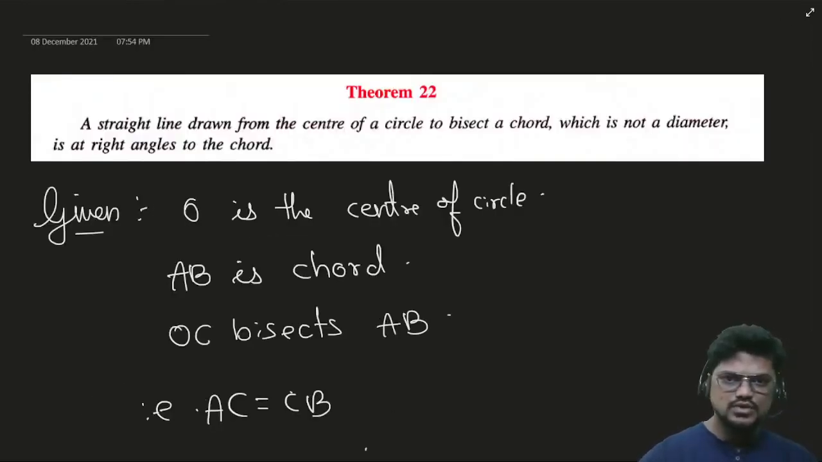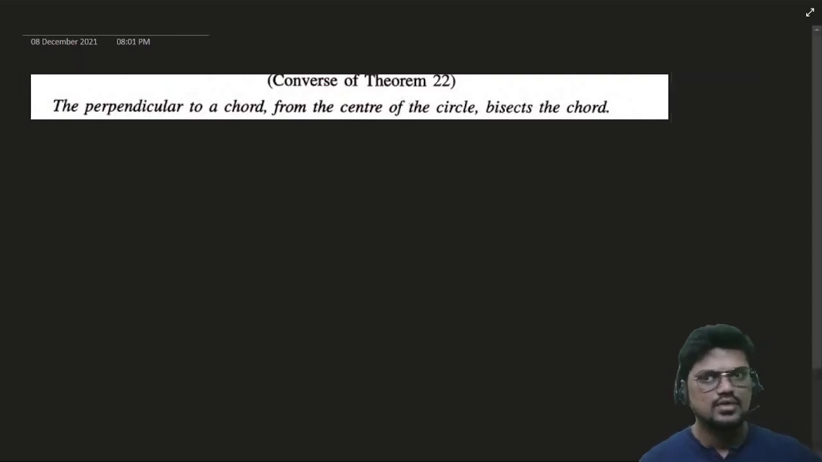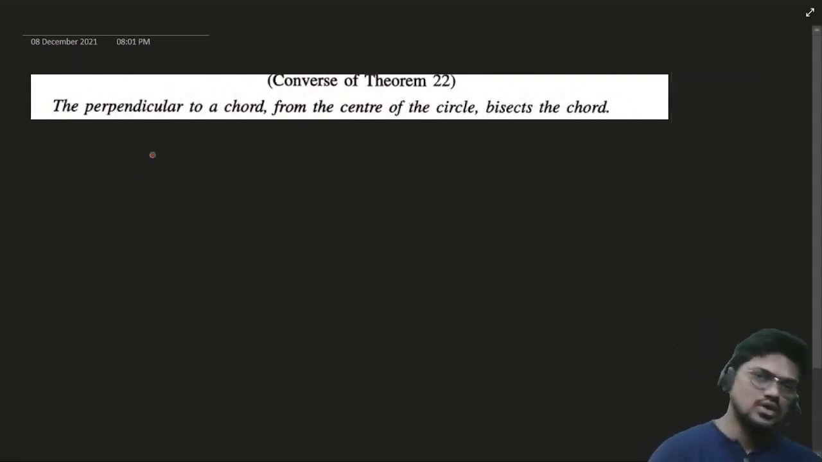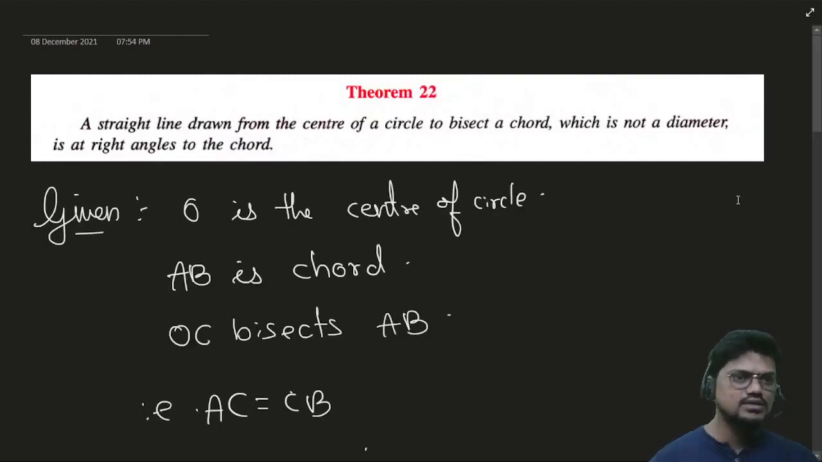The next theorem which you have is only the converse of this. What you have: a perpendicular to the chord from the center of the circle bisects the chord. Now what they have given is just the reverse of this. Now the line is perpendicular to the chord, you have to tell that it is bisecting the chord. Before this, what we had was that it is bisecting the chord, then prove that it is perpendicular.